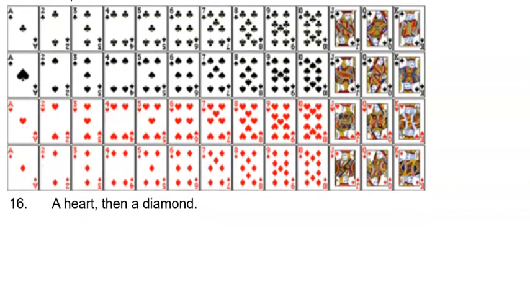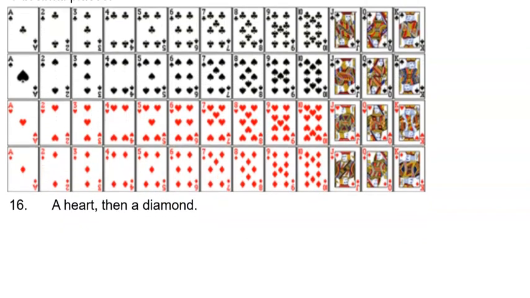All right, so let's find the probability of a heart and then a diamond. So let's do it with replacement first. If I have a deck of 52 cards, what is the probability I get a heart? Well, the probability I get a heart is 1 out of 4. There are 4 suits, clubs, spades, hearts, diamonds, and one of them is the one we want.